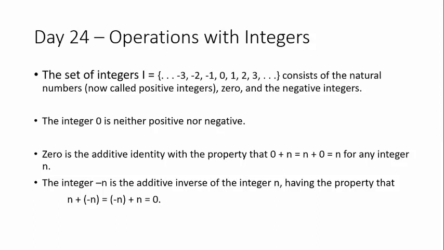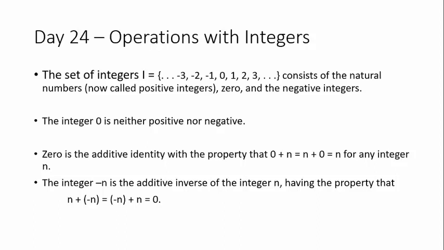First of all, let's look at the set of integers. The set of integers is the set containing the natural numbers, which are 1, 2, 3, and so forth, 0, and the negative integers. So you'll see a representation of the set here at the top of the screen. We want to note that 0 is neither positive nor negative.